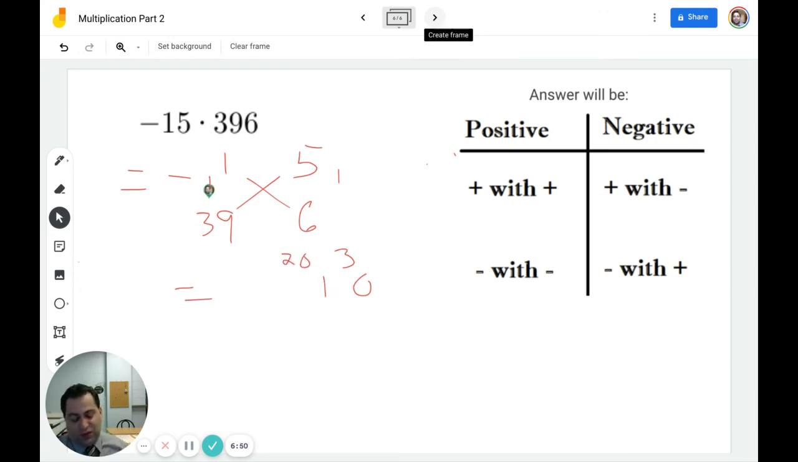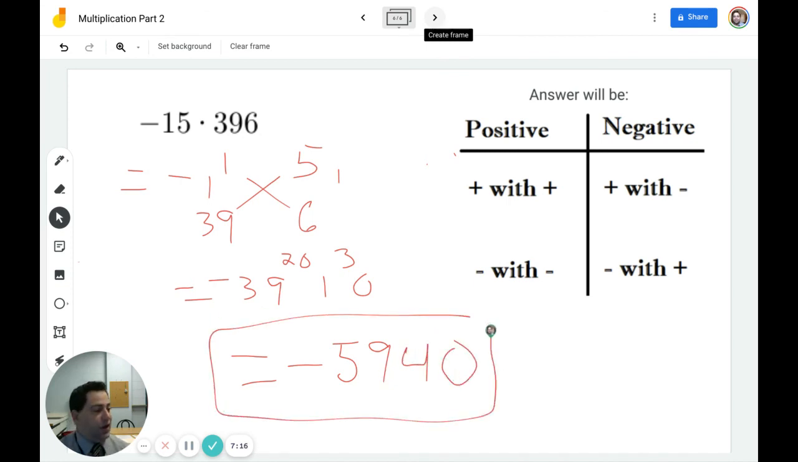And then lastly, I have 1 times 39, which is 39. And these are negative. Now I'm just going to add the superscript to the place value. So I have 39 plus 20. Well, that's just 3 plus 2, so it's going to be negative 59. And 1 plus 3 is 4. My final answer is negative 5940.